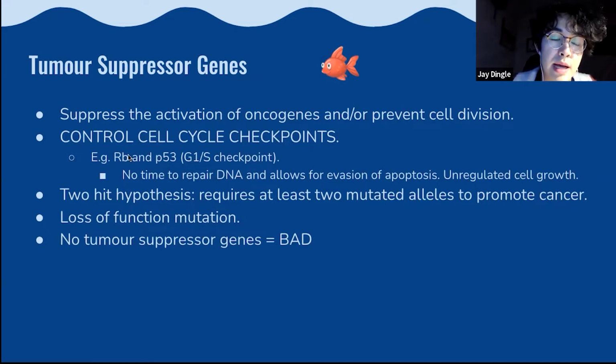Some examples of tumor suppressor genes are retinoblastoma, so RB, and P53, and these work at the G1/S checkpoint. So they've got no time to repair DNA and it allows for evasion of apoptosis, unregulated cell growth. So this is what happens when you get mutations in tumor suppressor genes, and these are bad.